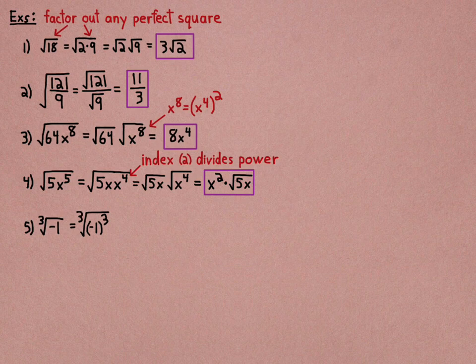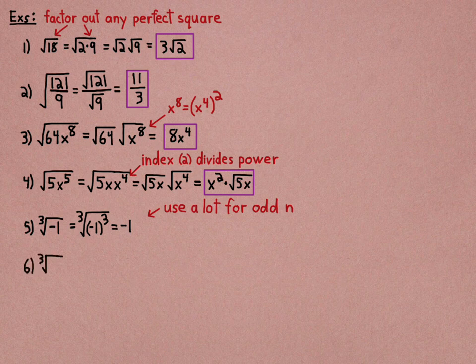So it's negative 1 cubed. The cube root of negative 1 cubed is just going to be negative 1. We use this a lot when there are odd indices, like cube root, 5th root, 7th root, 9th root. They'll work the same way with negative 1. The 5th root of negative 1 is negative 1.